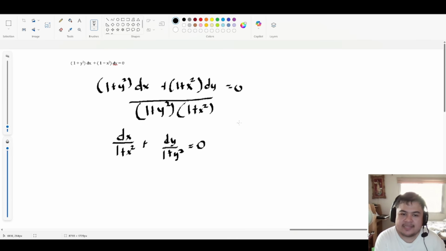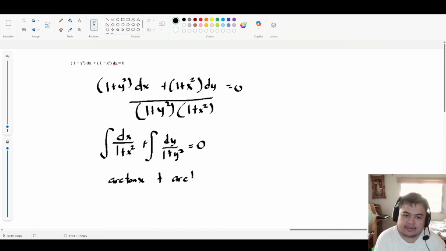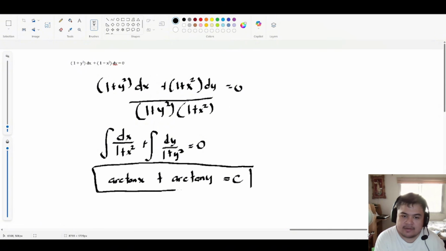For separable, the idea is you're able to move or divide or multiply your variables, x variables to your dx, your y variables to your dy, so you can integrate them as that variable. And this one will become arc tangent x plus arc tangent y is equal to C. And this is now our answer to our separable equation.